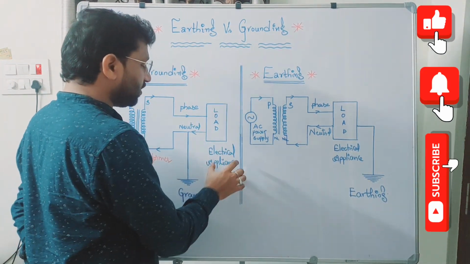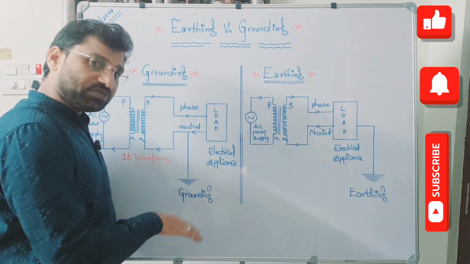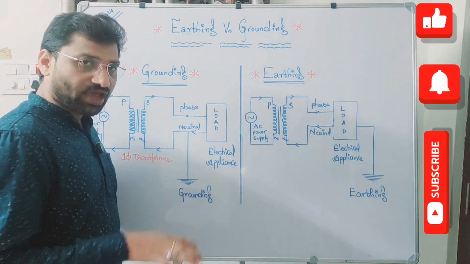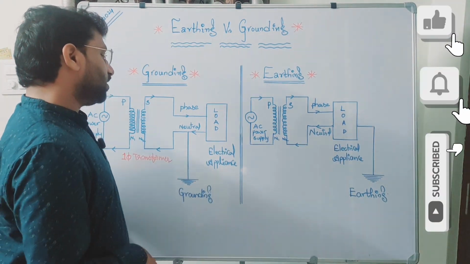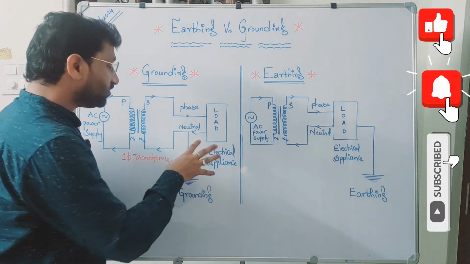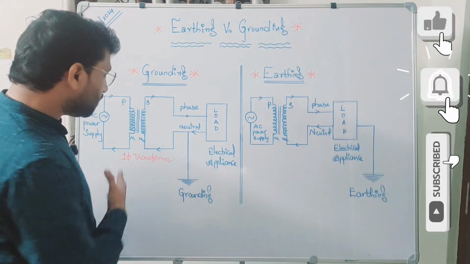Load is nothing but an electrical appliance. It may be a fan, a fridge, a TV, or anything. Whatever domestic appliances we have in our home are called electrical appliances. So one of the electrical appliances is connected to the secondary winding of the single phase transformer.